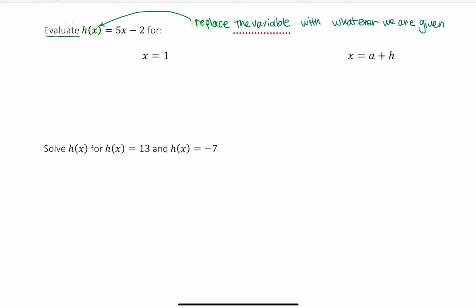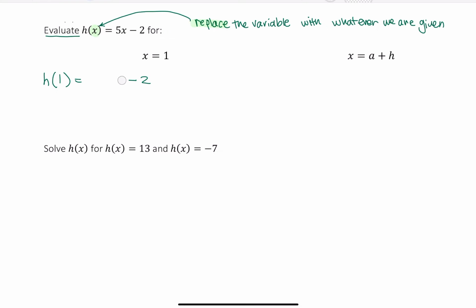So for the first one, we're given x equals 1. So I'm going to write h parentheses, and I'm not going to write x equals 1. I'm going to write just a 1. h of 1 equals 5, and then instead of x, I'm going to put a parentheses and put that 1 in there, minus 2.